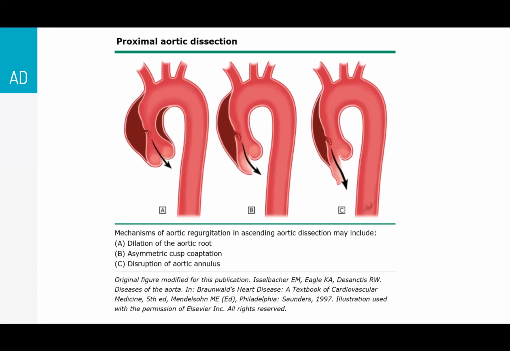So this is just a diagram to show how the aortic valve can be affected during aortic dissection and causes aortic regurgitation. In the first image, it causes mainly dilatation of the aortic root. The aortic annulus or leaflet are not affected. And the second one, it causes asymmetric coaptation. It is affecting one of the leaflets. The last one, it is disrupting the aortic annulus, and that is the mechanism of aortic regurg in aortic dissection.